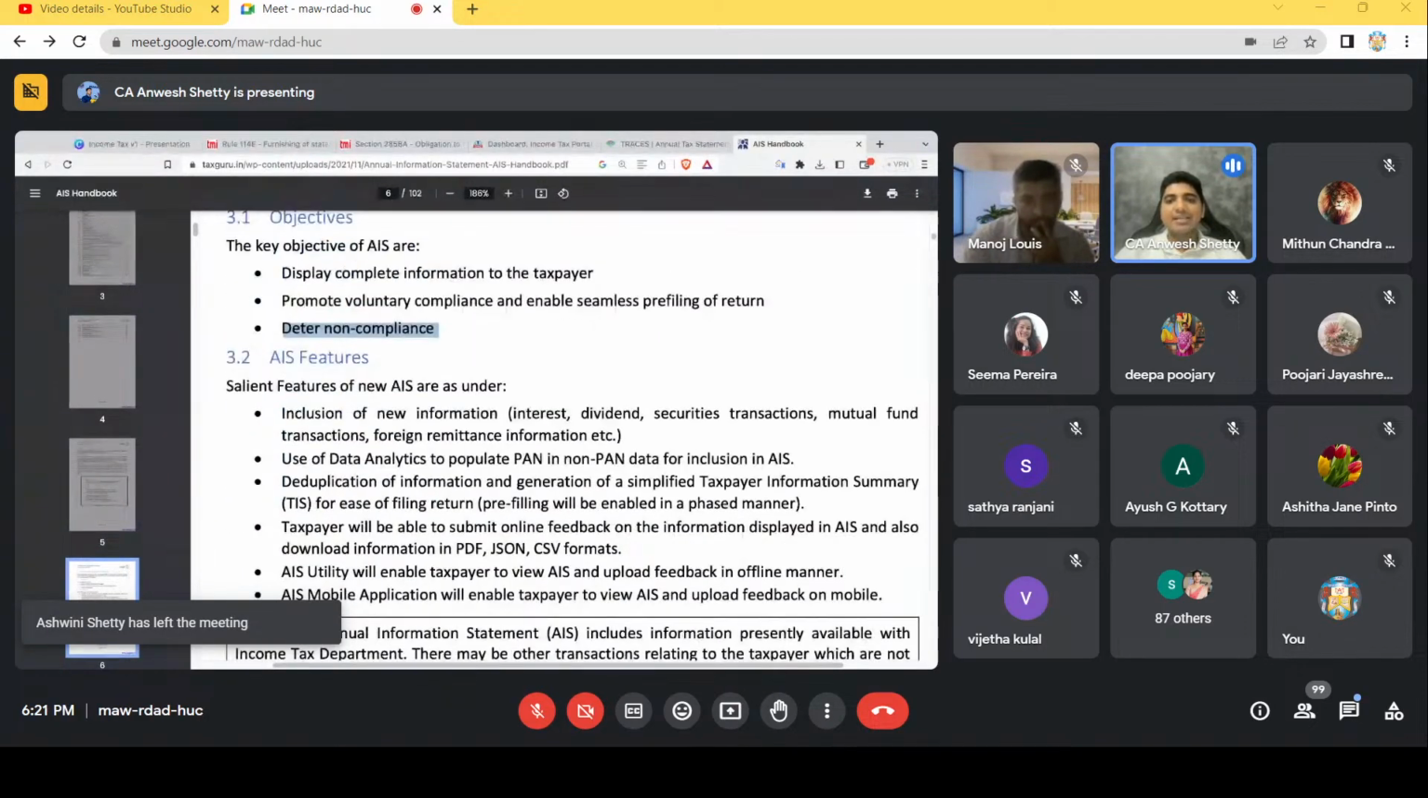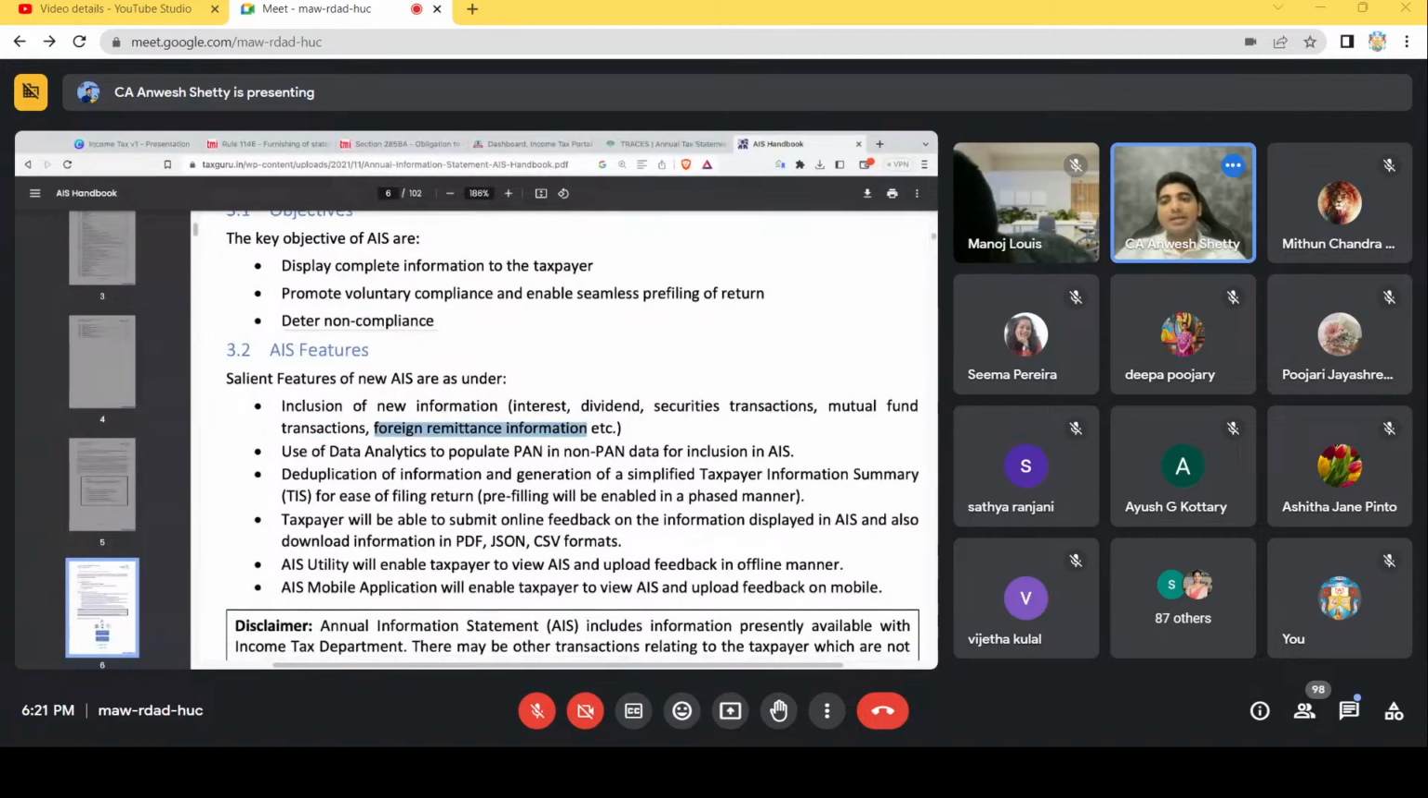Okay. Now they are saying, what new data are we going to capture in our AIS? They say all interest-related information, dividend-related information, all security transactions. Okay. How much was your sale of shares, or your mutual fund transactions, foreign remittance if you do. All this data will be captured under your AIS.